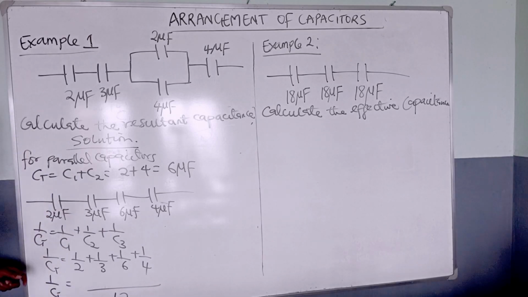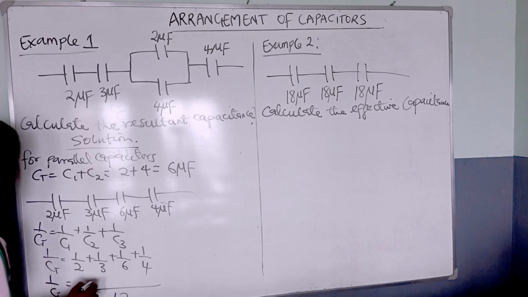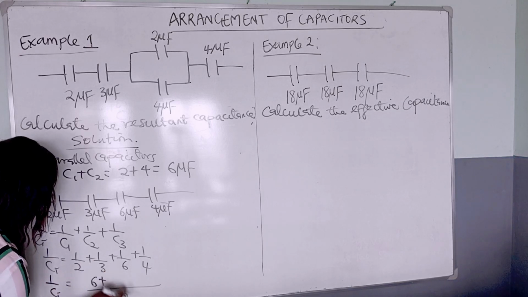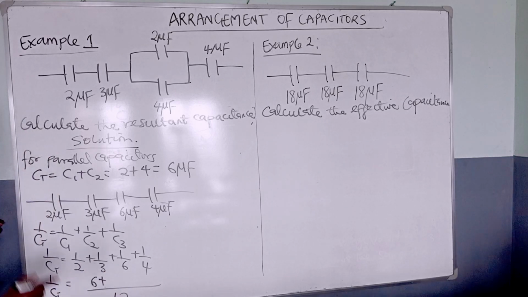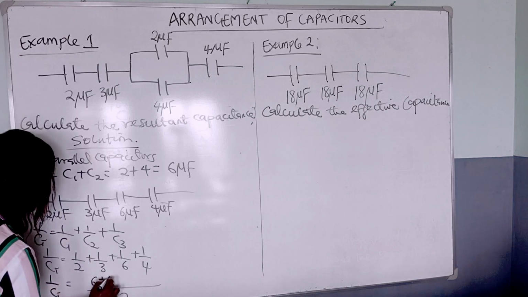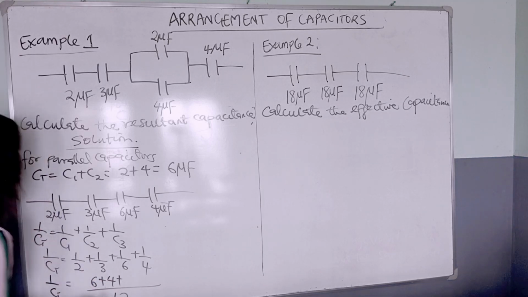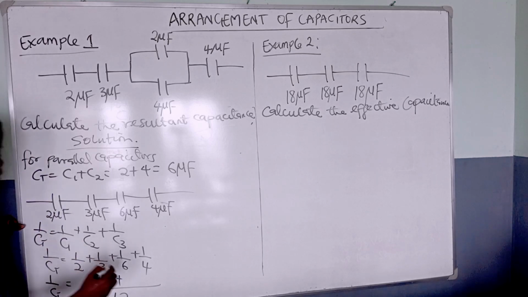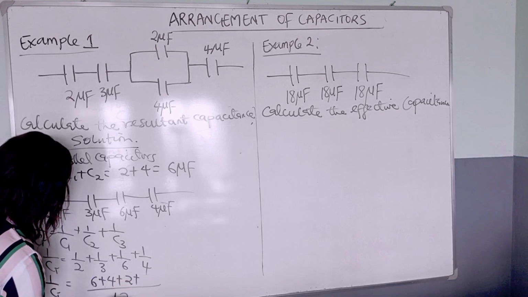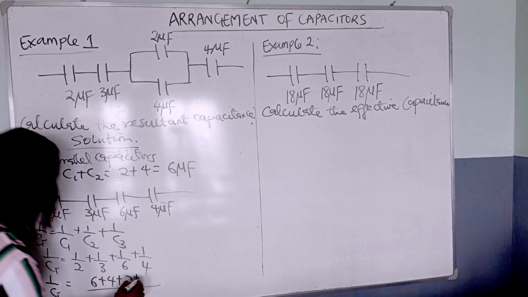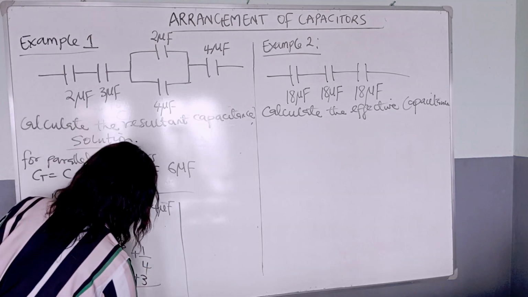Okay? Let us divide it. 2 into 12 is going to give me 6. 6 times 1, 6 plus 3 into 12 is going to give me what? 4. 4 times 1, 4 plus this is going to give me 2. 2 times 1, 2 plus this is going to give me 3. 3 times 1, 3. Okay?